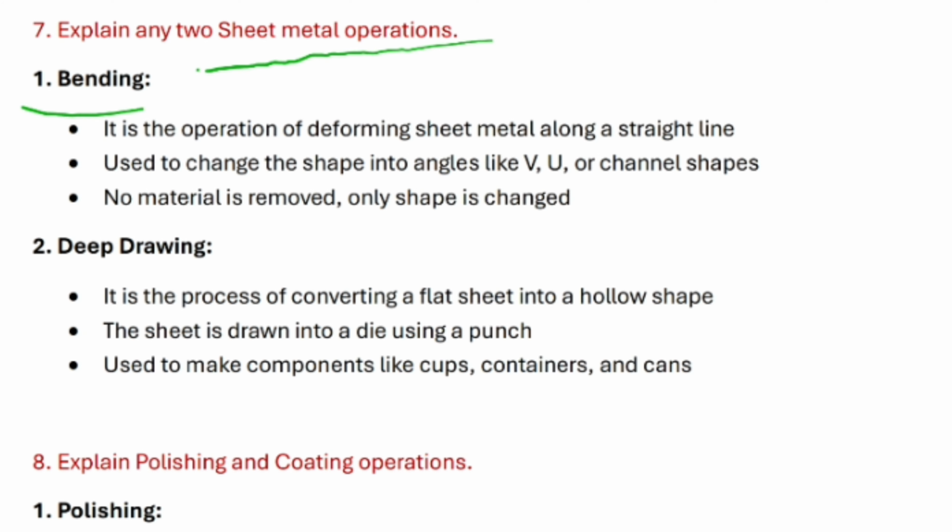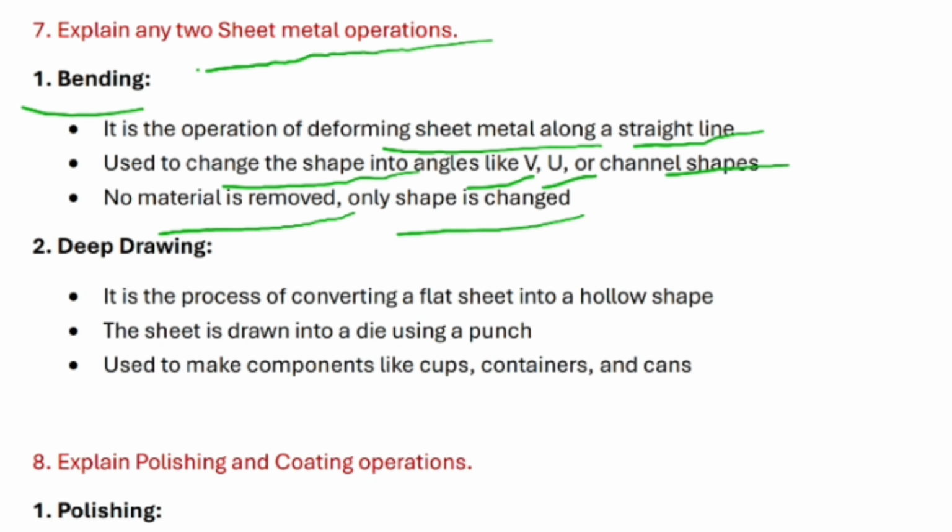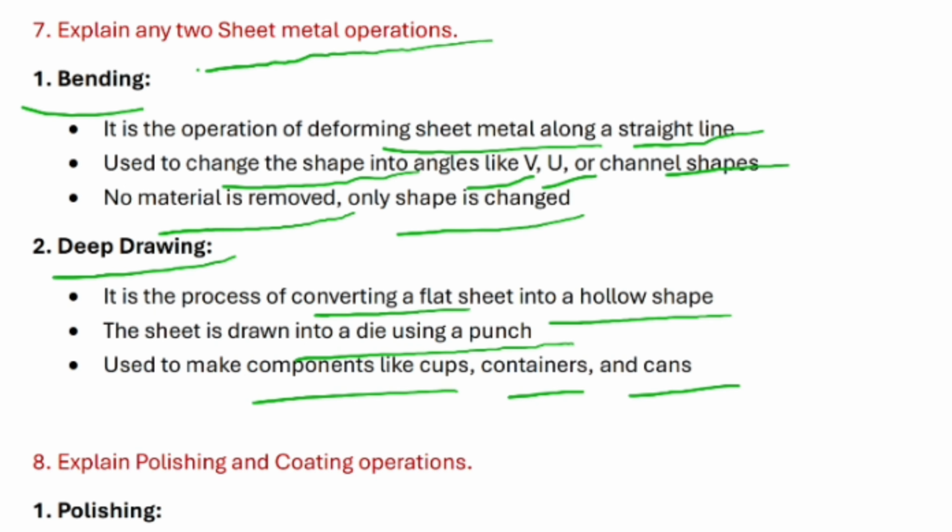Next is explain any two sheet metal operations. One is bending. Bending is an operation deforming sheet metal along a straight line. It is used for changing shape like angles, V shape, U shape or channel shape. Here no material is removed, only the shape changes. Coming to deep drawing, in this process we convert a flat sheet into a hollow shape. The sheet is drawn into a die using a punch, used to make components like cups, containers and cans.